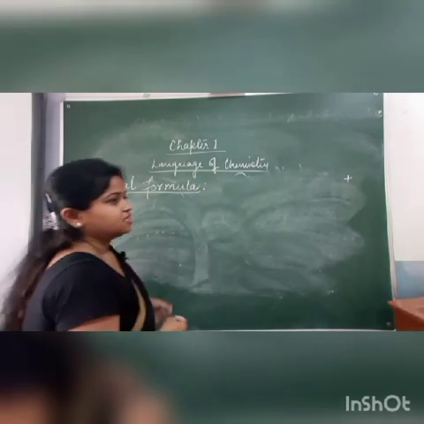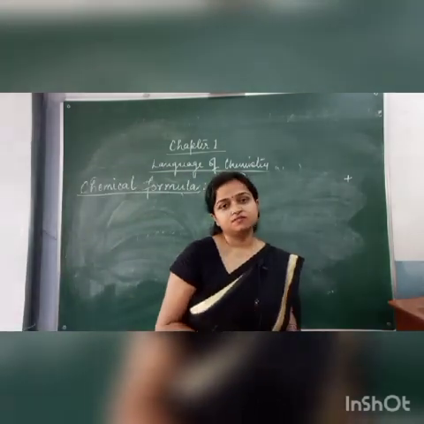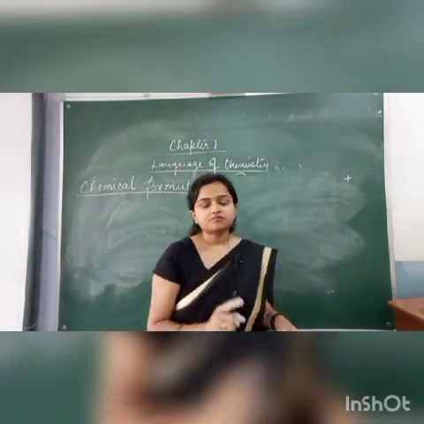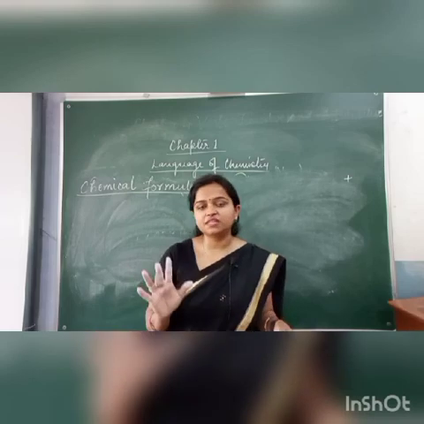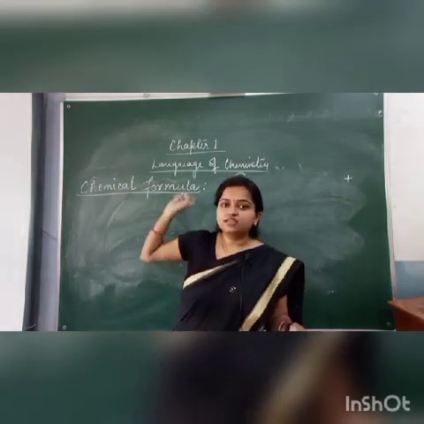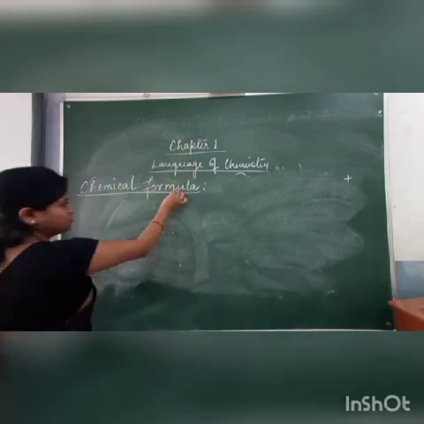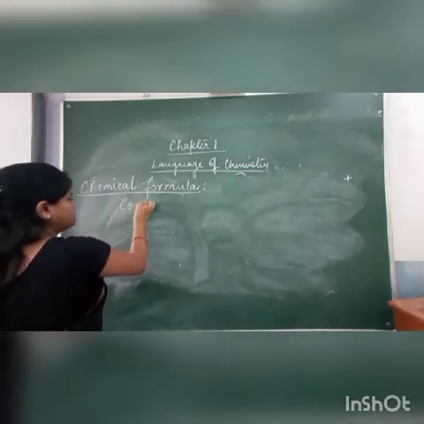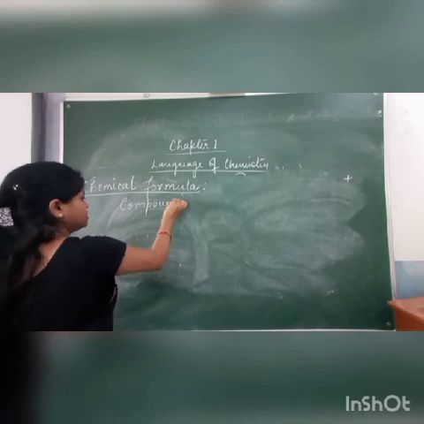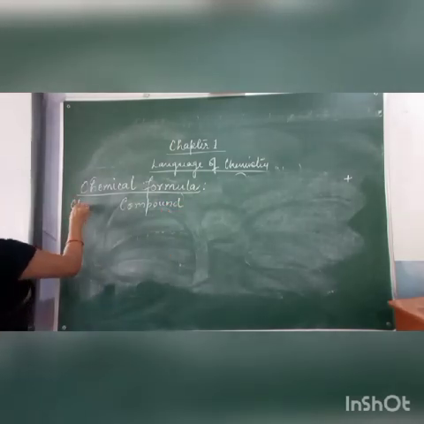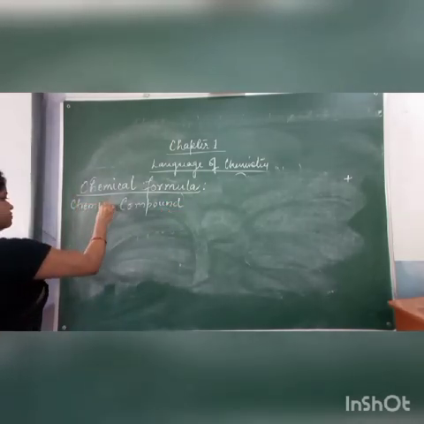Chemical formula. See children, our first topic is symbol. A symbol is the short form of an element. Here, a chemical formula is a short form of a compound. Compound means chemical compound. Okay.